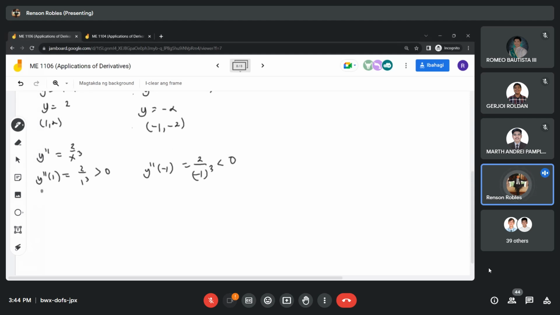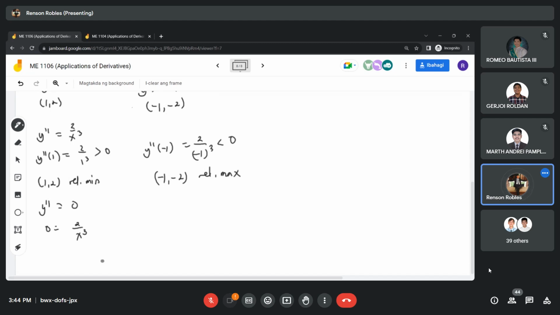Alright? And then, what is 1, 2? Relative mean or relative max? Greater than. Relative mean po. Then what is this? Negative 1, negative 2. Relative max. Okay? And then you get the point of inflection. How do you get the point of inflection? Y double prime equals 0. And then you solve for x. 0 is 2 over x cubed. Then you cross multiply. So, ibig sabihin, there would be no point of inflection.